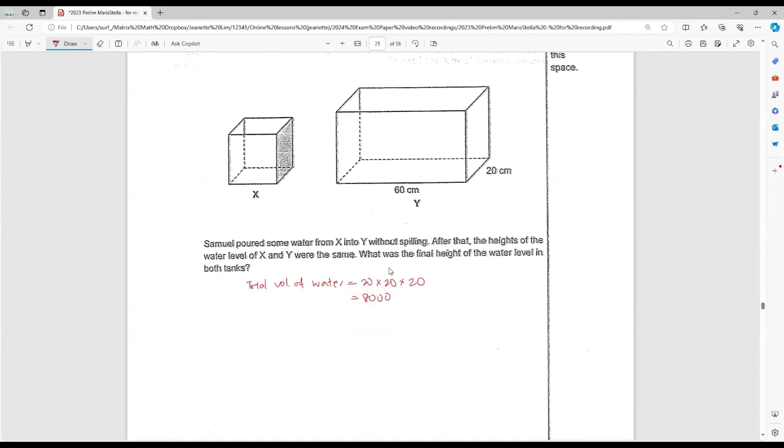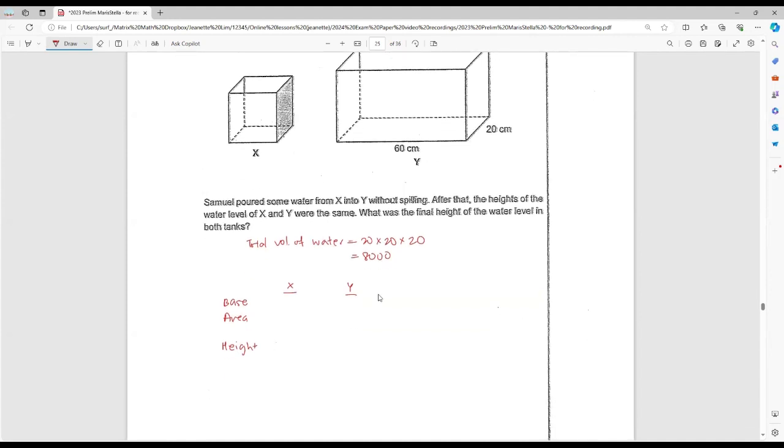Okay, so we need to take into account the base area. Now what you can do is you write out this. We have X, we have Y. We talk about the base area, we talk about water level, which is the height, and then we have volume. Base area times height equals volume. What is the base area of X? 20 times 20. Then base area of Y will be 60 times 20. Now, if the water level is the same, we'll say that the water level will be 1, 1. Volume is base area times height.